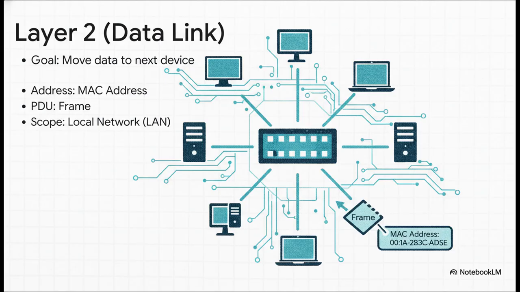So here at layer 2, which you'll also hear called the data link layer, the goal is actually super short-sighted. And that's a good thing. Its only job is to get a chunk of data, we call it a frame, to the very next device it's physically connected to. It uses physical MAC addresses to do this, and the whole operation happens on one local network, with a switch being the main piece of hardware.